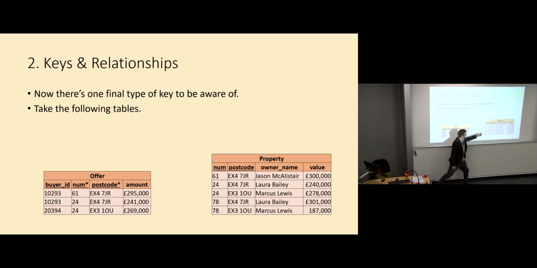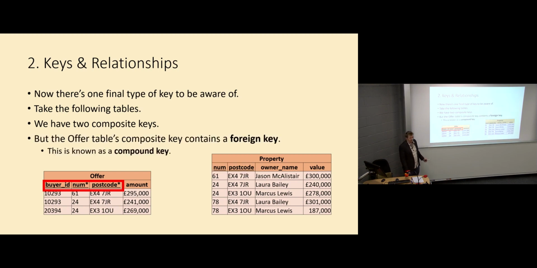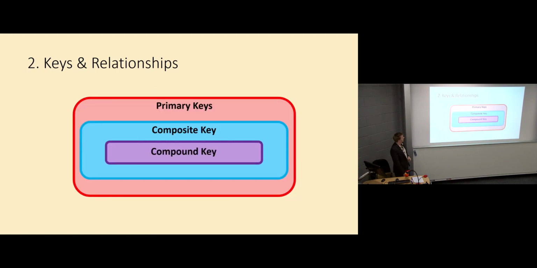Take the following table. So we have the property table again, which has the composite key. We then have this offer table. So we have two composite keys here. Offer has a composite key here of buyer ID, num and postcode. It has two foreign keys, which refer to the property. And this is a special type of key in itself, called a compound key. So any composite key which contains within it a foreign key, we refer to as a compound key. Okay? So you can think of it like this. Inside primary keys, there are two types, composite and compound. Compound is a special type of composite key. There you go, a bit of a whiz round of keys there.